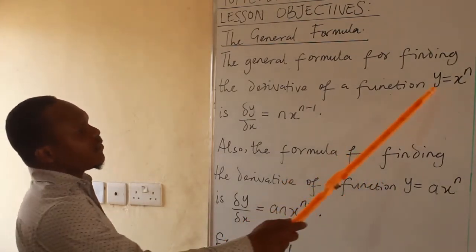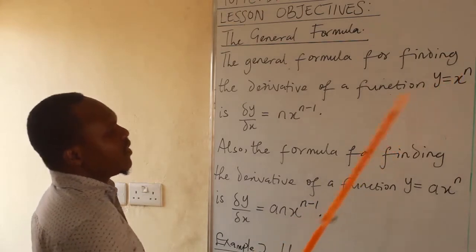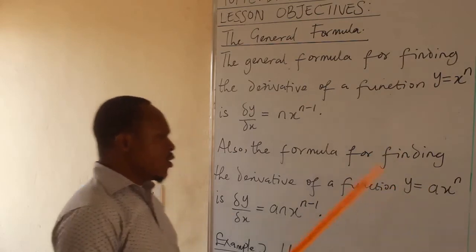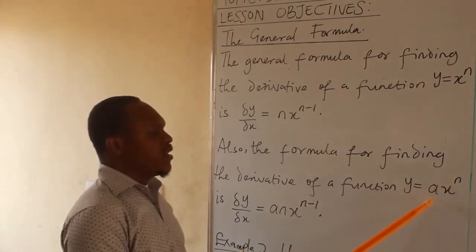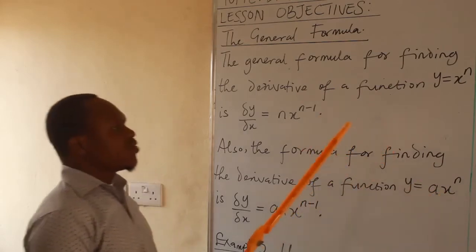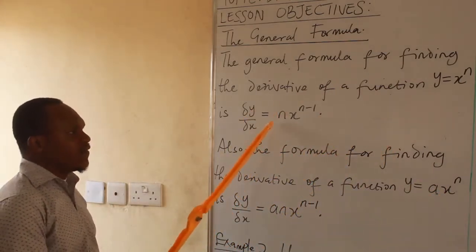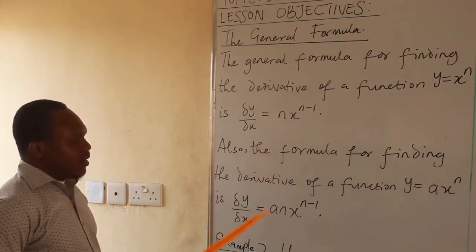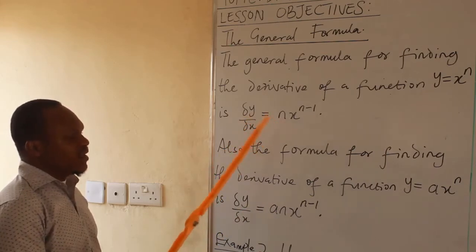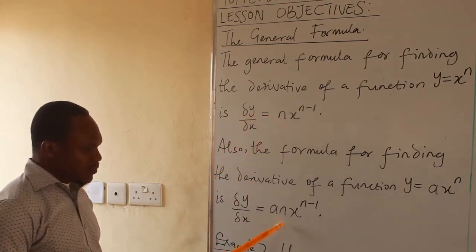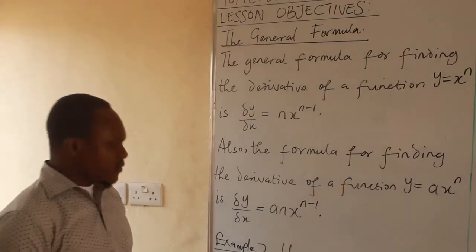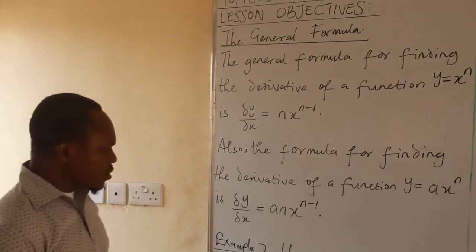Now if you observe here, we have y is equal to x raised to the power of n. If you observe, the coefficient of x raised to the power of n here is 1, while the coefficient of x raised to the power of n here is a. This has a scalar multiplying x raised to the power of n. That is why we have a slight difference. The only difference we have in the formula is in this point where we have the scalar multiplies the value of dy over dx over here. Okay? So we move on to try to use the formula to find the derivative of functions.